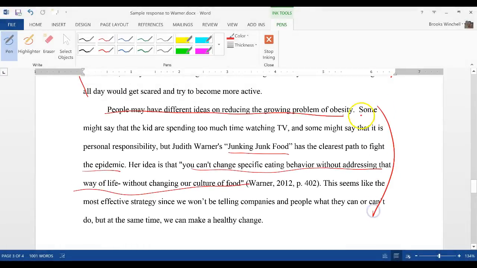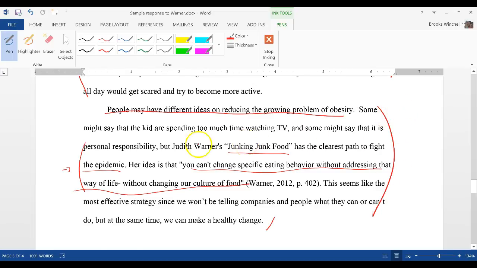He's just sort of reiterating what he said before. Here's kind of his thesis that he agrees with cultural change. He mentions that again, and he makes a nice ending for how a good cultural change would be the most effective way to change eating habits in America. So pretty good conclusion here, I think.